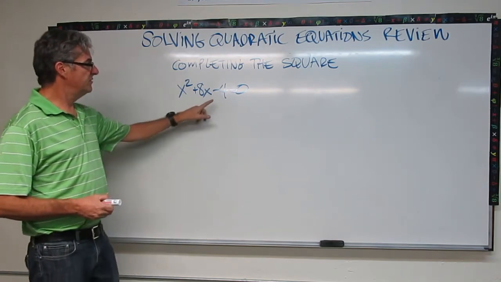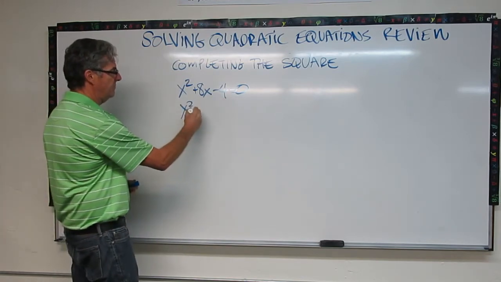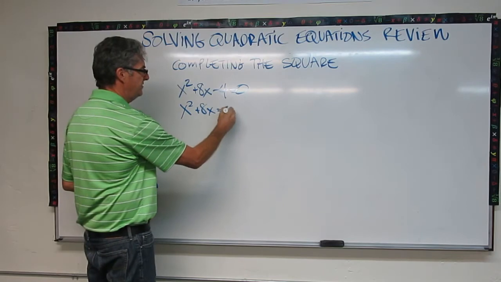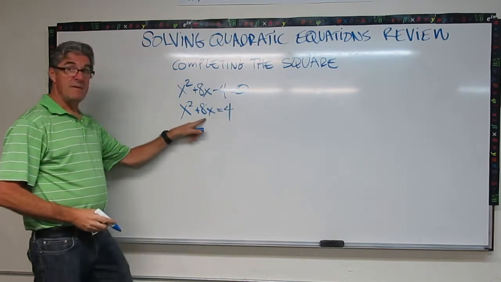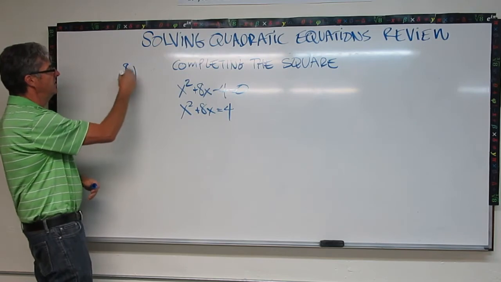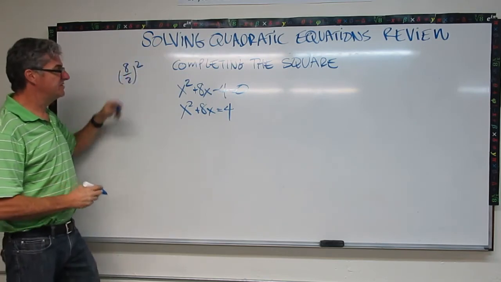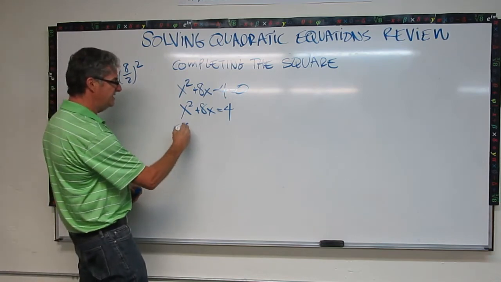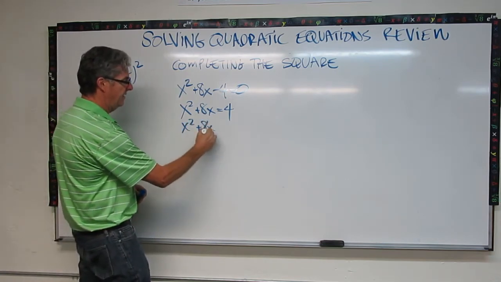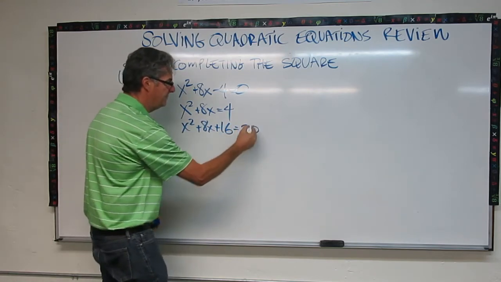So what we're going to do is we're going to move the constant over by adding 4 to both sides. x squared plus 8x equals 4. Now I'm going to find my b over 2 squared. So b is 8, over 2, squared. 8 over 2 is 4, squared is 16. So I'm going to add 16 to both sides. 16 and 4 make 20.